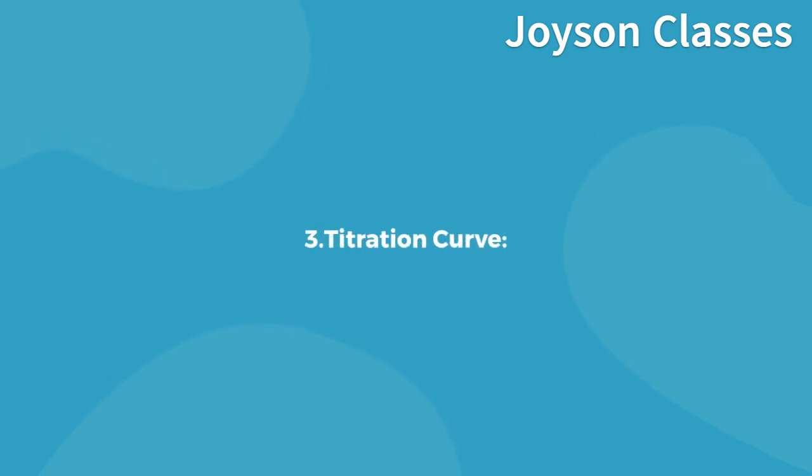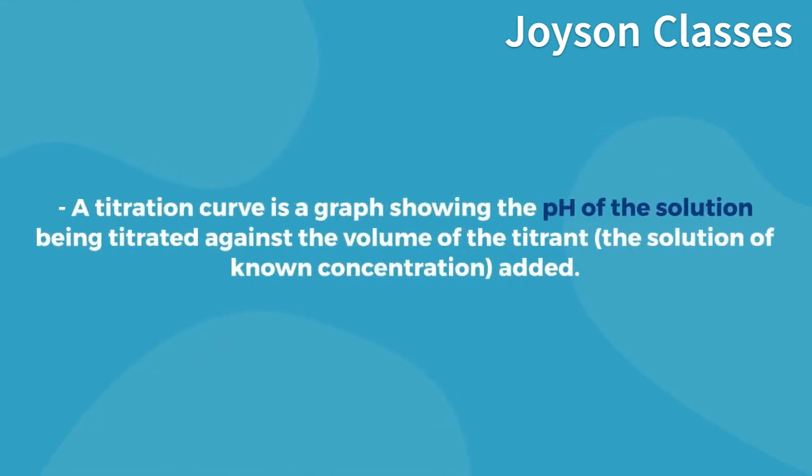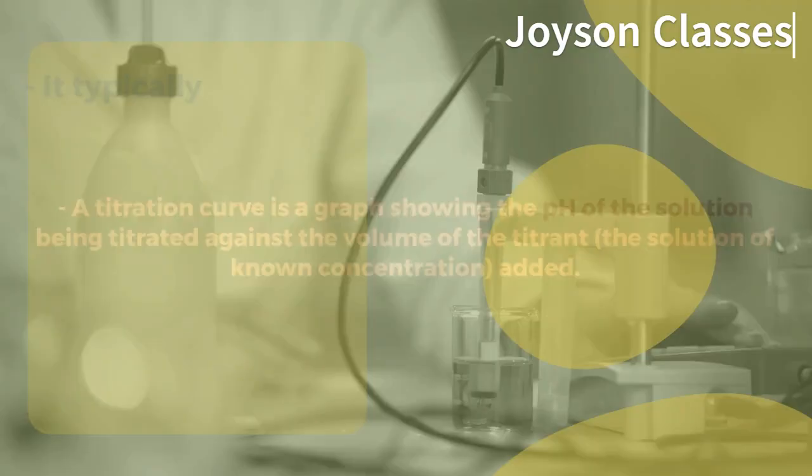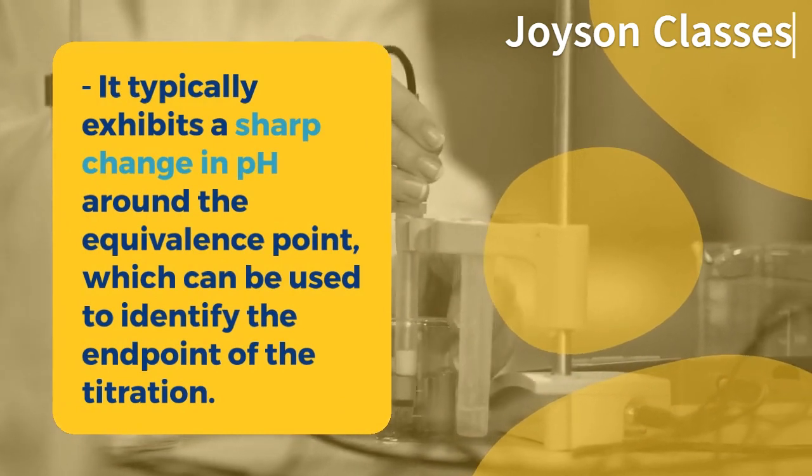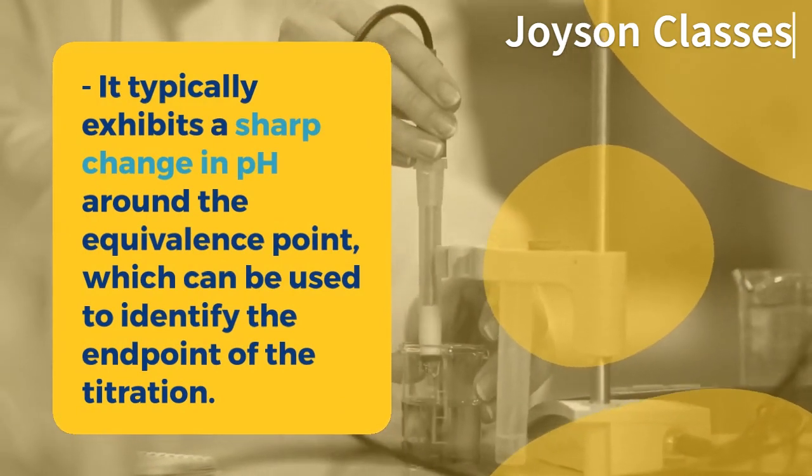3. Titration curve. A titration curve is a graph showing the pH of the solution being titrated against the volume of the titrant, the solution of known concentration, added. It typically exhibits a sharp change in pH around the equivalence point, which can be used to identify the endpoint of the titration.